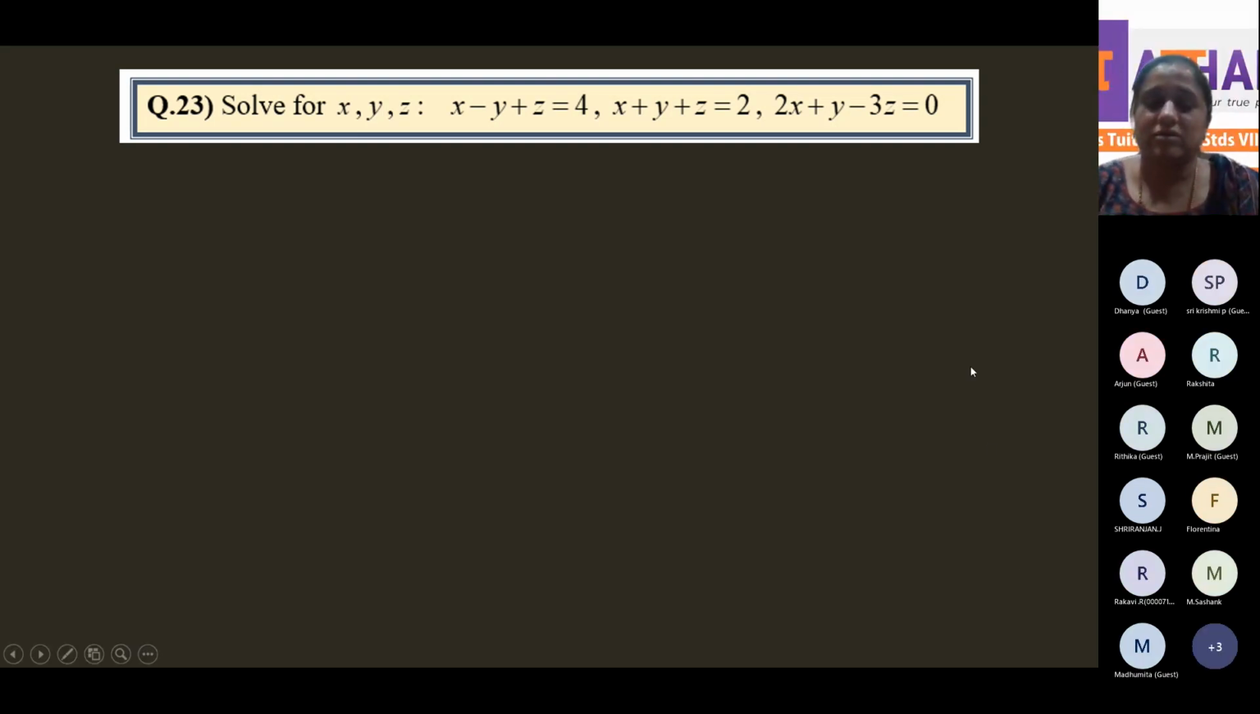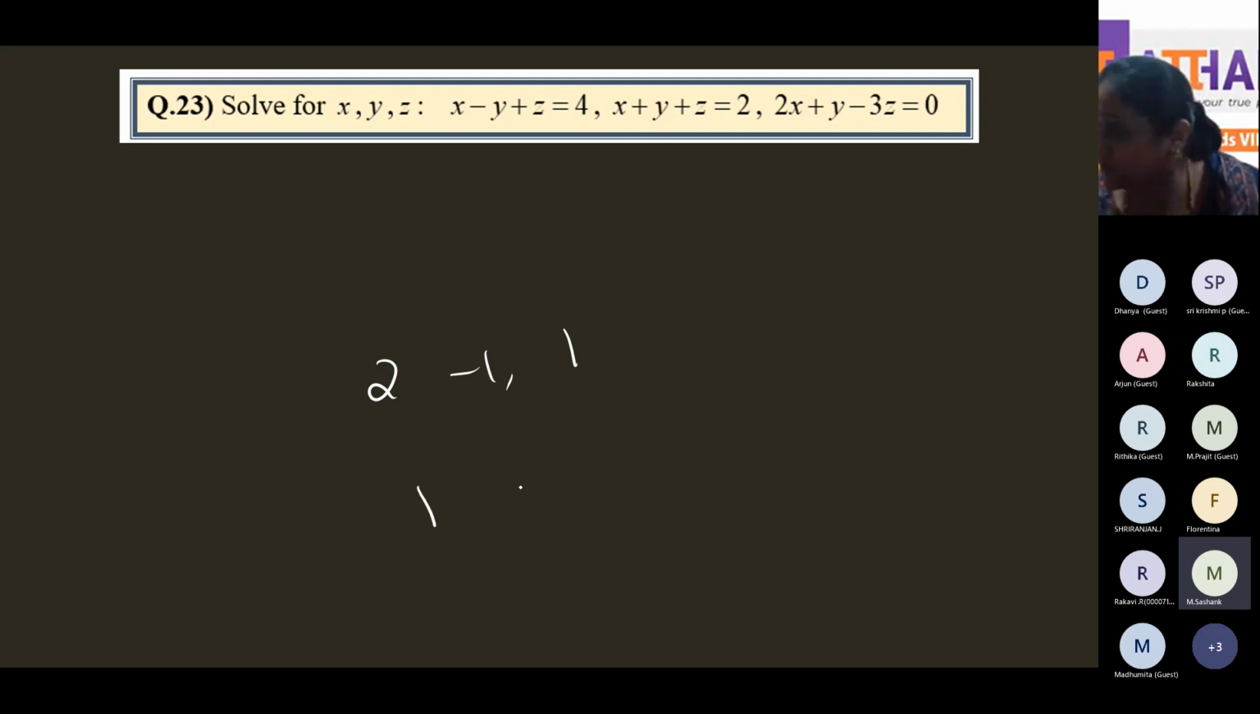Yes, children, I'm back. Share your solution. What are the values of x, y, and z? Ma'am, I got x is equal to 2, y is equal to -1, and z is equal to 1, ma'am. Okay. But I got x is equal to 1, y is equal to -3, and z is equal to 2.